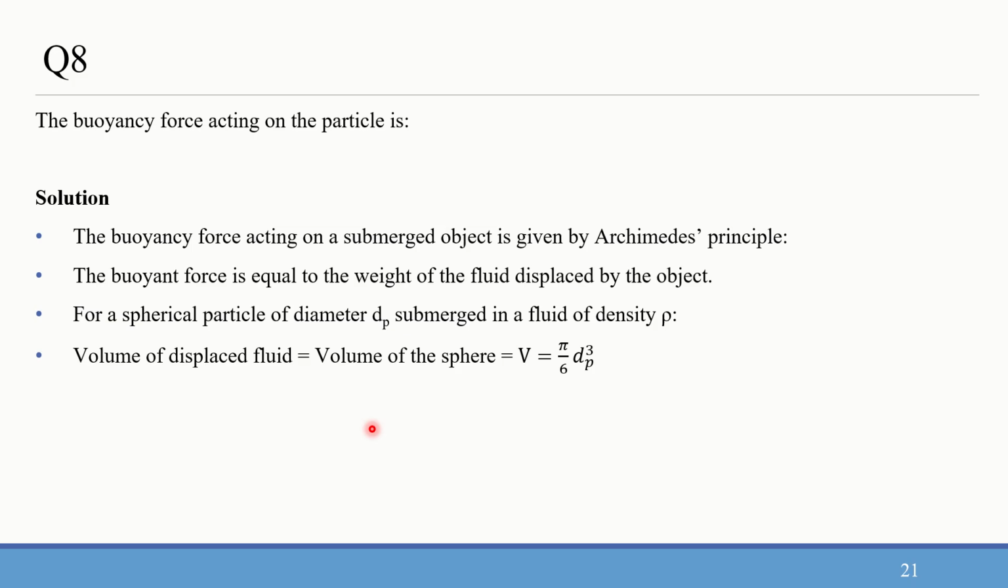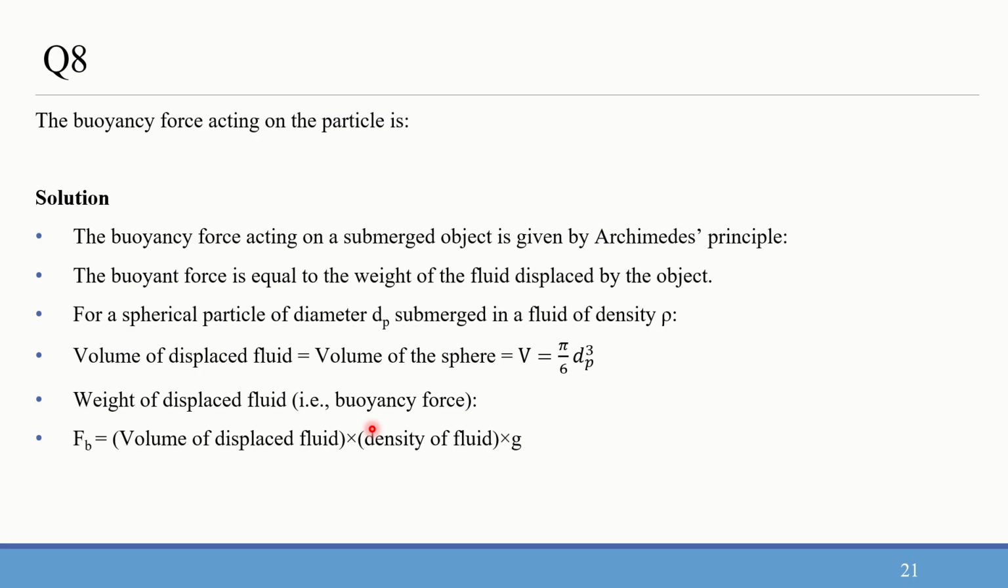If a particle is submerged in a liquid, the volume of the fluid displaced by the particle will be equal to the volume of that particular particle. So in that context, volume of displaced fluid is equal to volume of spherical particle, equal to pi by 6 dp cube, and the weight of displaced fluid will be volume of displaced fluid into density of the fluid. So that weight of displaced fluid into gravity gives us the buoyancy force.